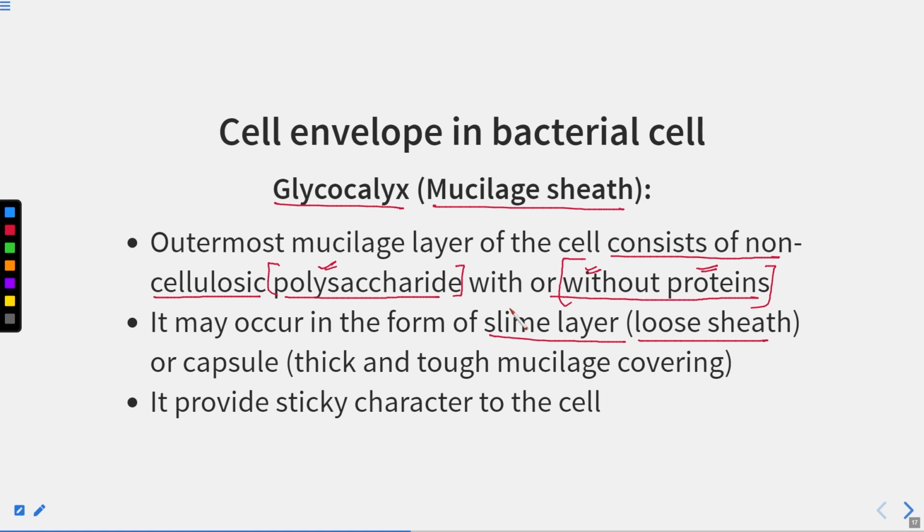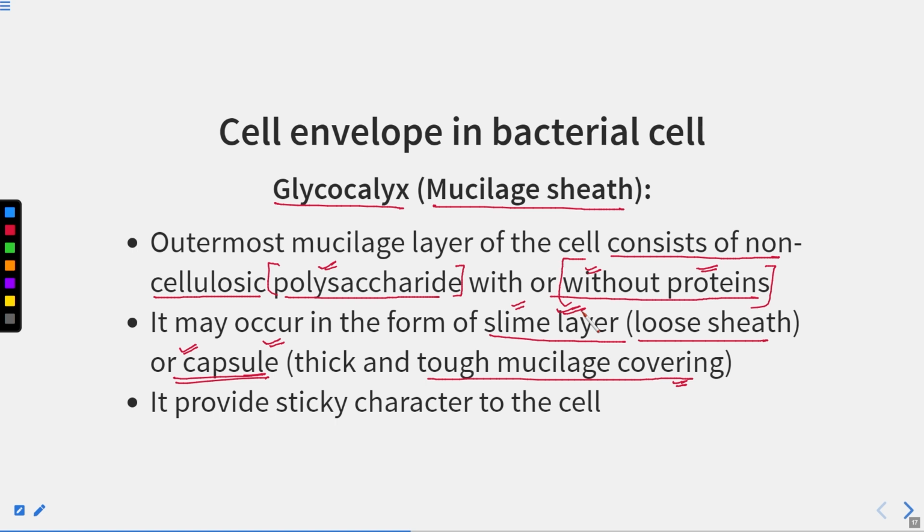a slippery texture to the bacteria. Sometimes they have a very hard, thick covering that is called a capsule. This is a thick and tough mucilage covering, present when the bacteria are in very harsh conditions. The one that is present in the normal form provides attachment to the substratum. So this slime layer is called mucilage.